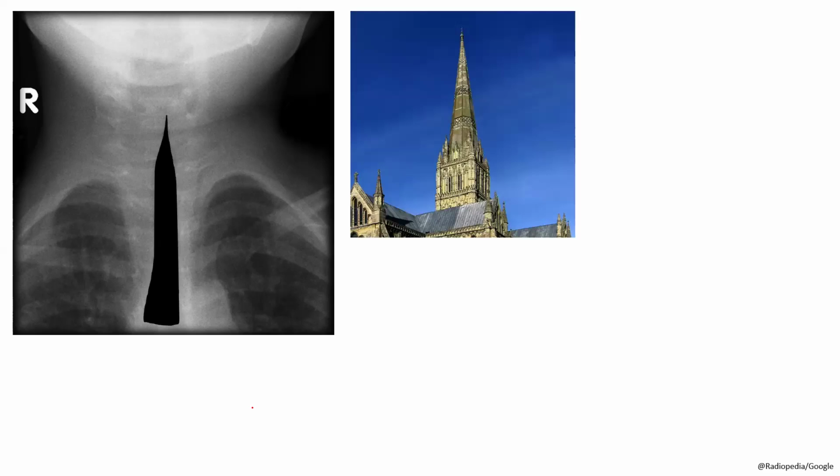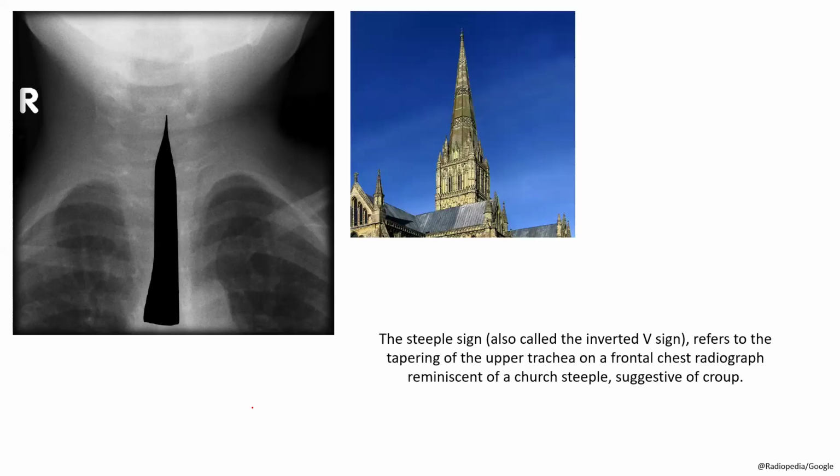This radiograph of the neck in a pediatric patient is showing steeple sign. Basically, it is because of croup, which leads to narrowing of the upper trachea. So there is tapering of the upper trachea, which gives an appearance of steeple or inverted V sign, and it indicates croup.